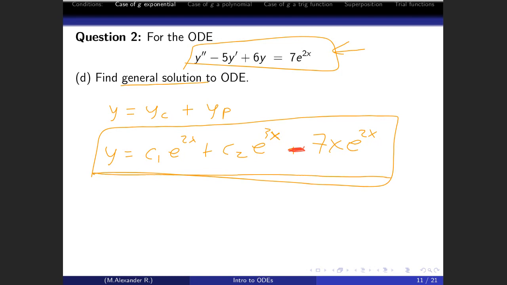All right. So that's example number 2. And on example number 2, question number 2, we had the situation where the g function was part of the complementary solution, so we had to make a little bit of an adjustment to the guess, which was an x. Right?